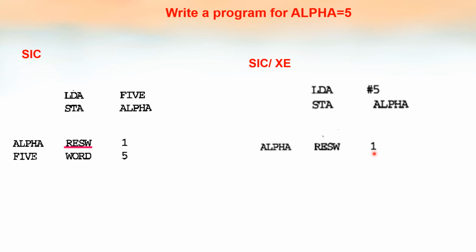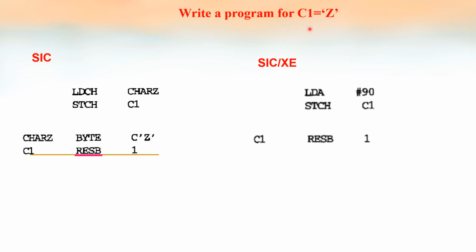ALPHA RESW 1. Write the program for C1 equal to 'S'. Here we have to assign a character constant to a character variable. The character constant is written in single quotes. It has to be assigned to the memory location C1. Characters in assembly language have 8 bits or 1 byte of storage. So first we have to declare this character variable and also this character constant.